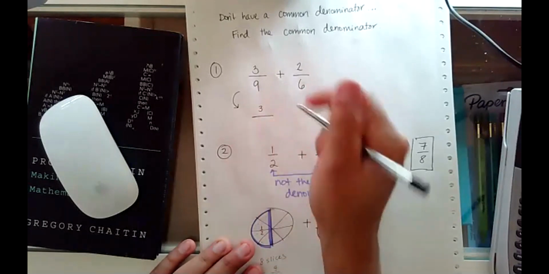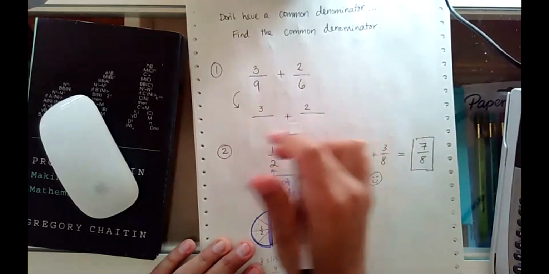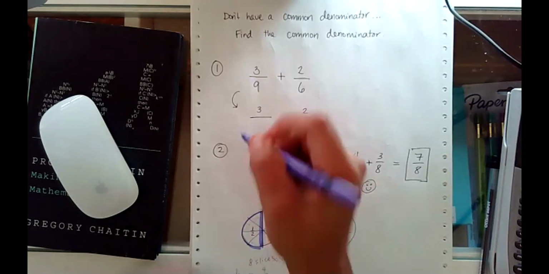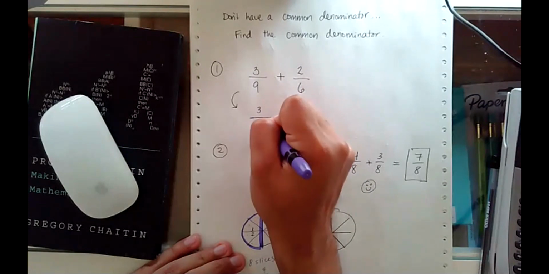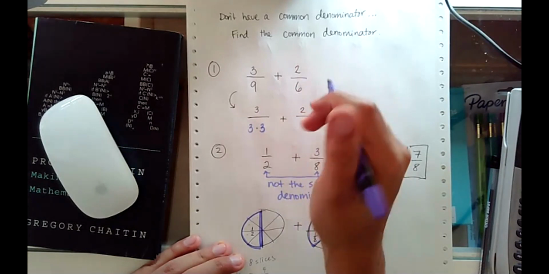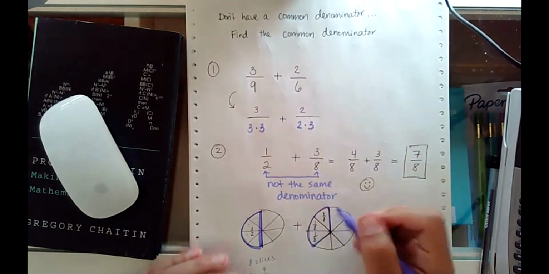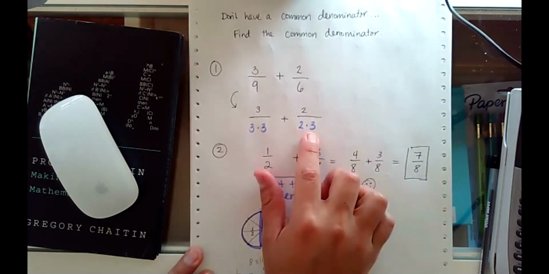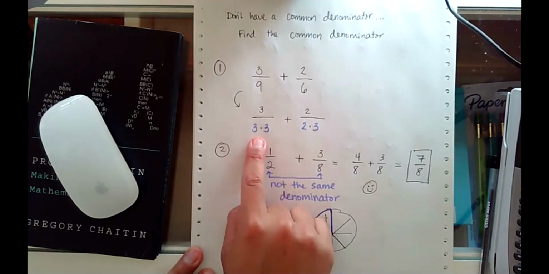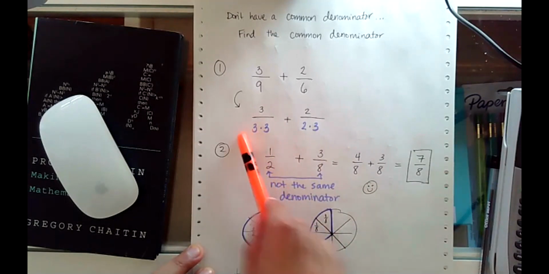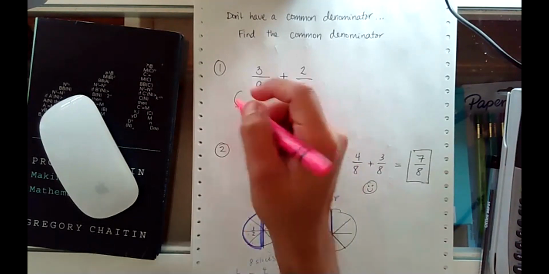We have 3 over something plus 2 over something. I want to write 9 in terms of its prime factors. Well, I know that 9 is 3 times 3. And I know that 6 is 2 times 3. Now, if I'm just inspecting and comparing the denominators, this first denominator is missing a 2, right? So imagine I wanted to put a 2 in the front of this. I could do this.